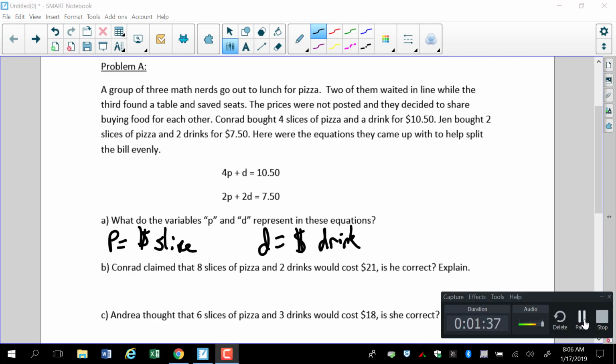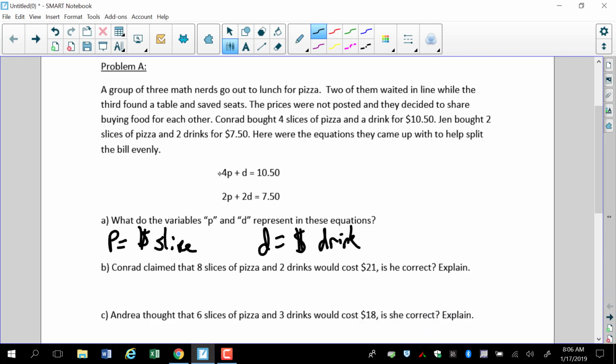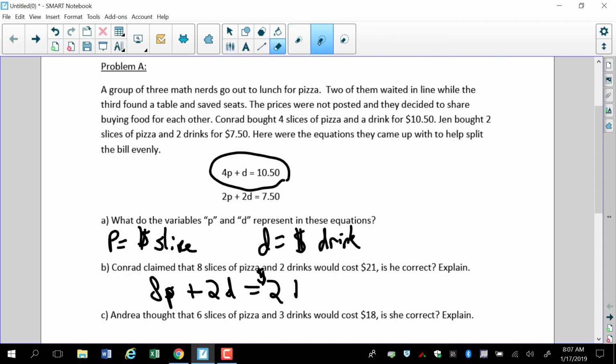Pause the video for a second, see where I came up with that one from. So hopefully you took a minute to think about this. If 4 slices and a drink cost $10.50, the problem up here, and we just had 2 orders of that, 8 slices of pizza plus 2 drinks, we just doubled that order, that's where we get $21 from. All right, pretty straightforward. Different way of thinking about it, but hopefully pretty straightforward.